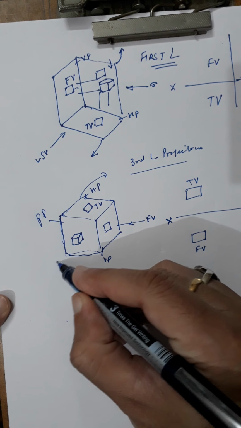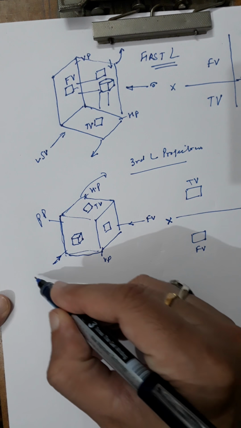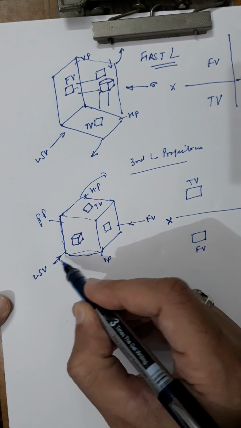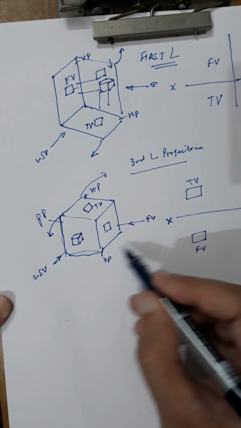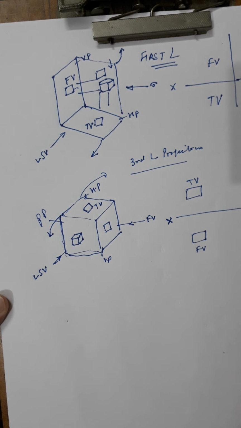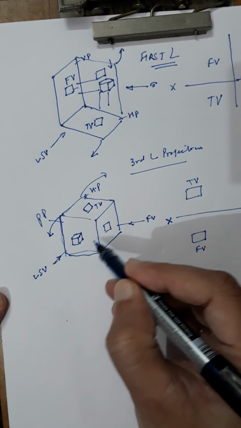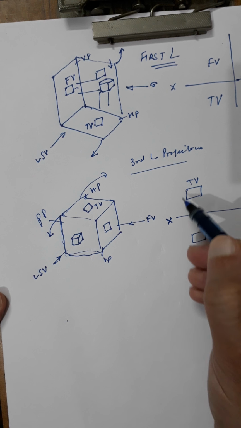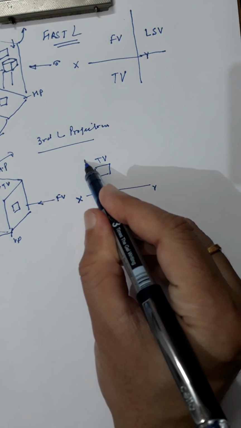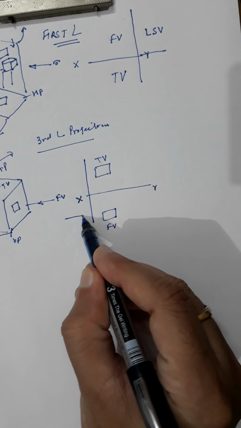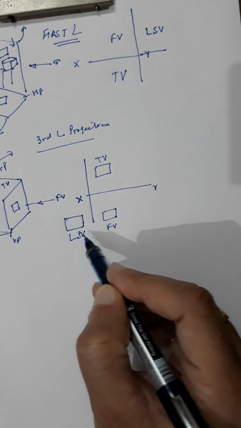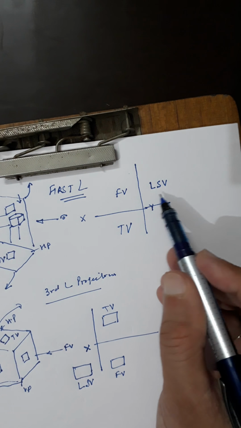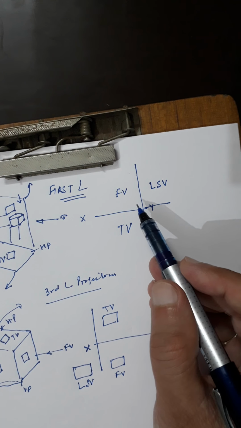Now when you see it from the left side, for the left side view, you have to open it up on this side. This means the left side view will be to the left of the front view. This is the front view here, and this will be the left side view. The left side view will be to the left of the front view, whereas in the first angle projection, the left side view is to the right of the front view. So these are some of the basic differences.